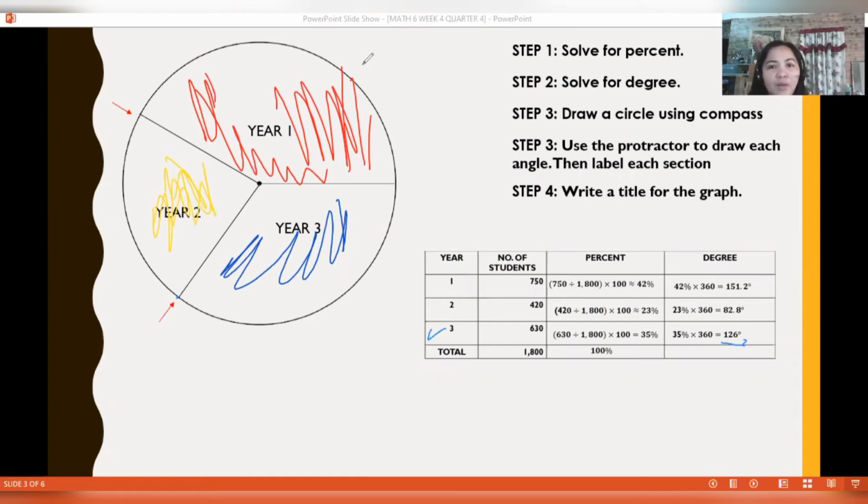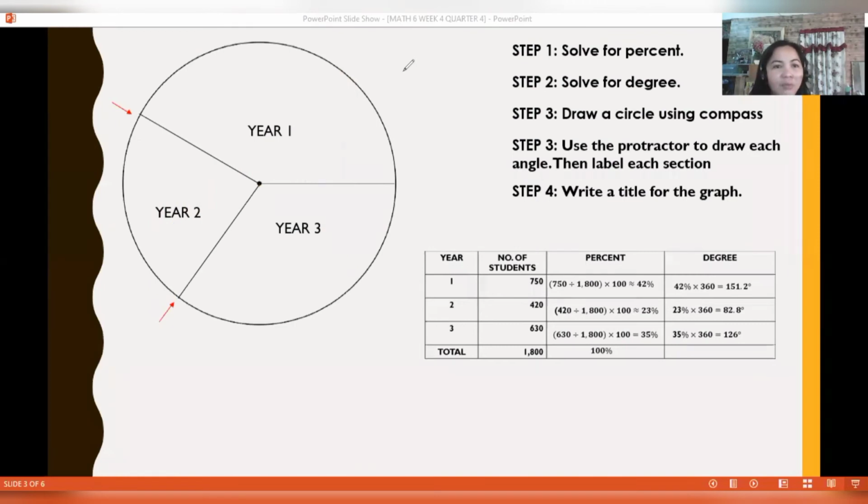Now, what is next? After mong malagyan ng label, syempre, what is next is to write a title for the graph. So, the number of students in three groups. Ito yung title natin. So, ito yung pinaka-circle graph ng ating problem kanina.